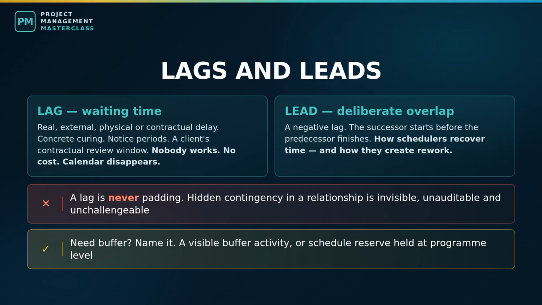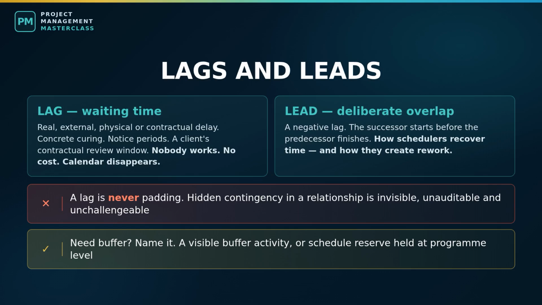Two more pieces of vocabulary, and these 2 are where most scheduled dishonesty hides. Lag and lead. A lag is waiting time built into a relationship. You pour a concrete pad for a street cabinet, then you wait 7 days for it to cure before you set the cabinet on it. That is a 7-day lag on a finish-to-start relationship. Nobody is working. No resource is consumed. No cost is incurred. But 7 days of calendar disappear. Concrete curing, regulatory notice periods, a mandatory soak test after a cutover, the 2 weeks a client contractually has to review a document, all lags.